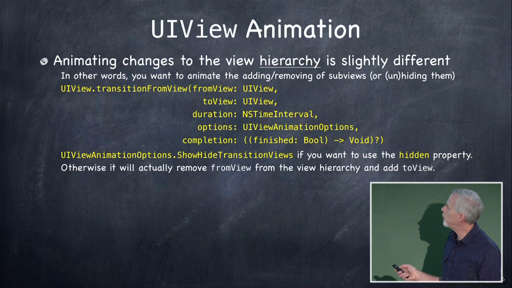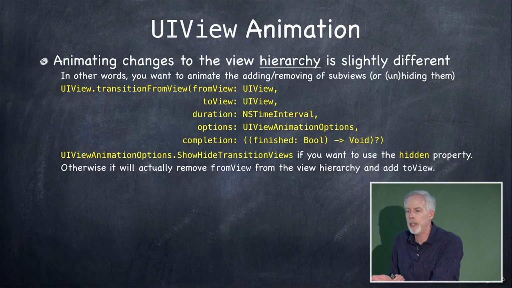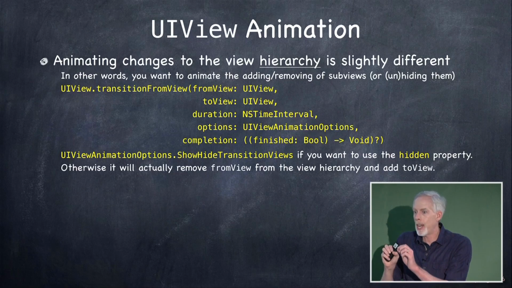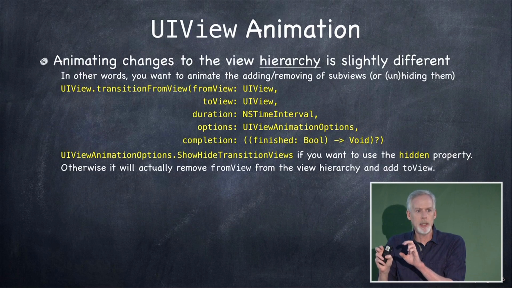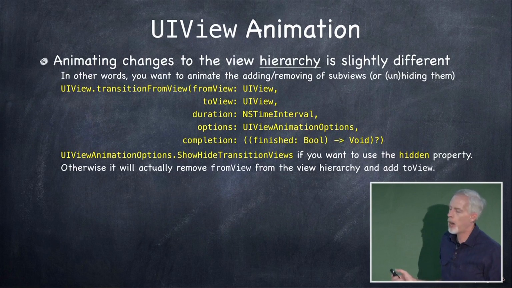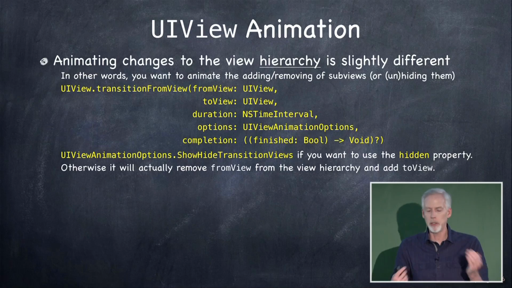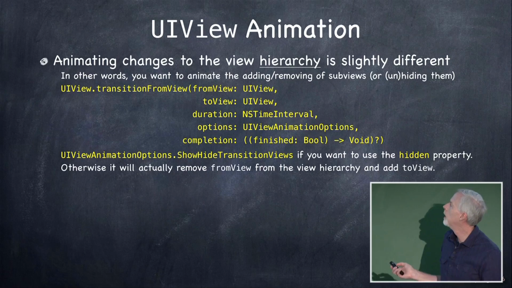Now, if you use the option show hide transition views, then instead of removing it from the view hierarchy and adding the other one at the same place, it'll actually just set dot hidden, right? Remember the dot hidden var on a view, which makes it just not appear. It's still in the view hierarchy, but doesn't appear. This will set the dot hidden of one to true, and set the other one to false so that it appears, okay?